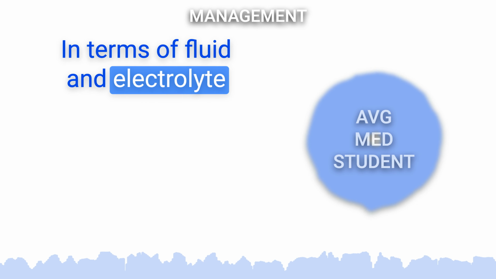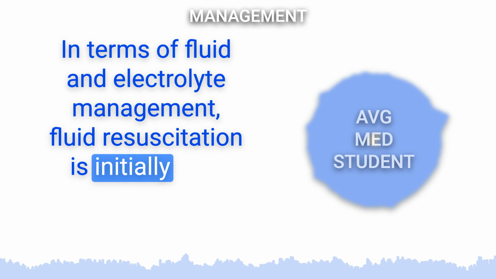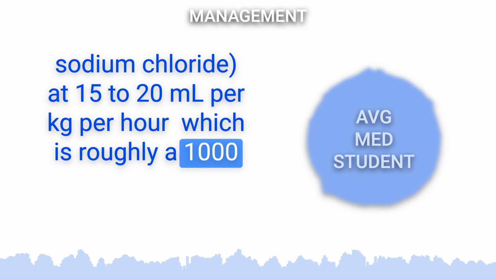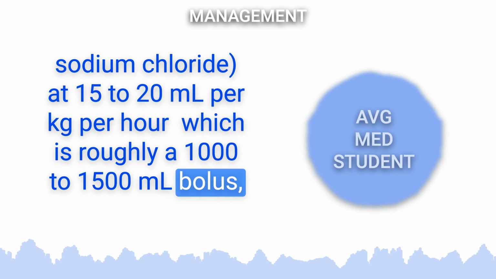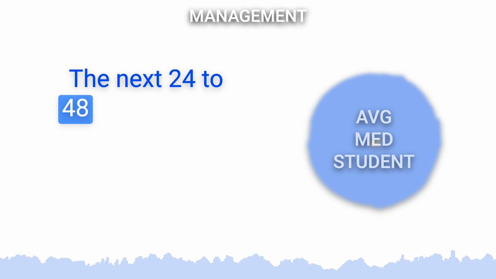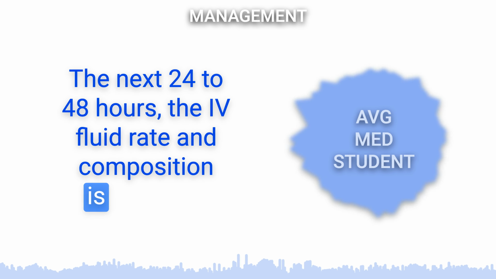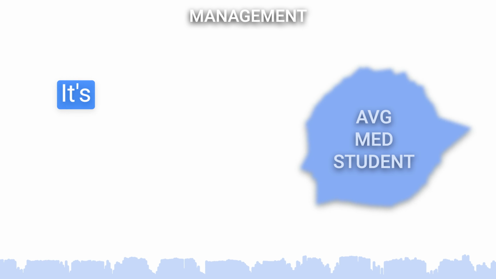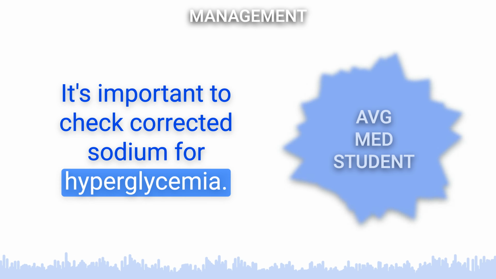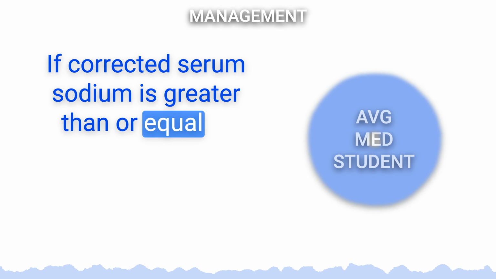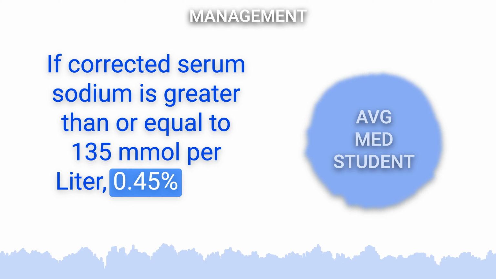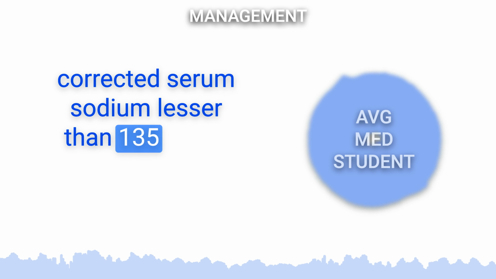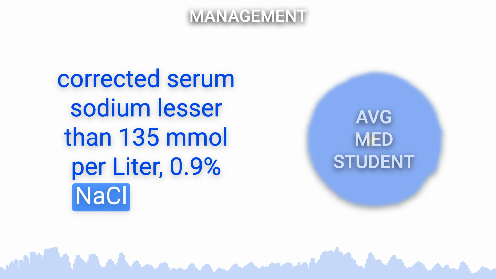In terms of fluid and electrolyte management, fluid resuscitation is initially with isotonic saline solution at 15 to 20 milliliters per kg per hour, which is roughly a 1,000 to 1,500 milliliter bolus in the first hour. For the next 24 to 48 hours, the IV fluid rate and composition is adjusted according to CVP, urine output, blood glucose, and corrected sodium levels. It's important to check corrected sodium for hyperglycemia. If corrected serum sodium is greater than or equal to 135 mEq per liter, 0.45% NaCl is used, and if corrected serum sodium is lesser than 135 mEq per liter, 0.9% NaCl is used.